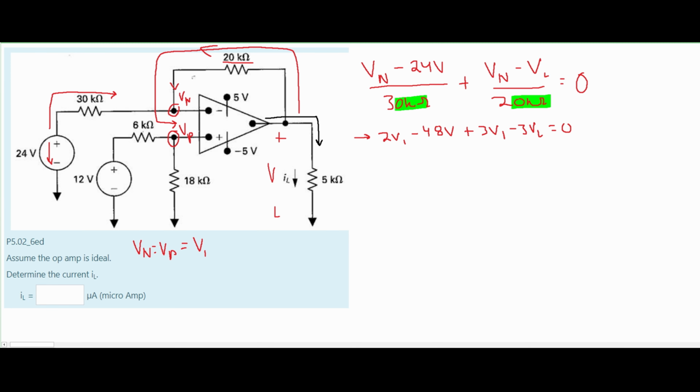Now that we have this, we can combine a few things. First off, we want to solve for VL. So I'm going to combine the V1s. This is going to give us 5 V1 minus 48 volts. And if we move our VL to the other side and divide by 3, we have that over 3 equal to VL. So this is our equation. This is the equation that, once we find our V1, we're going to plug it back into. So now we look for our V1.